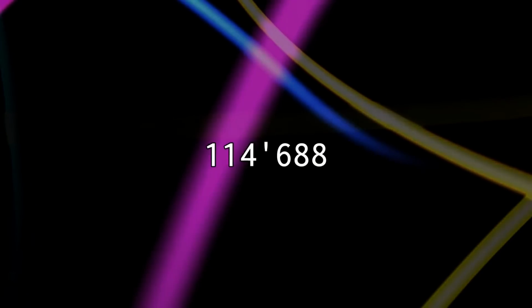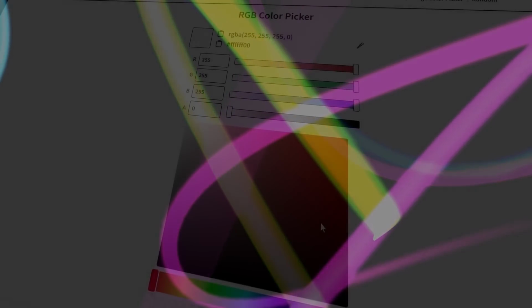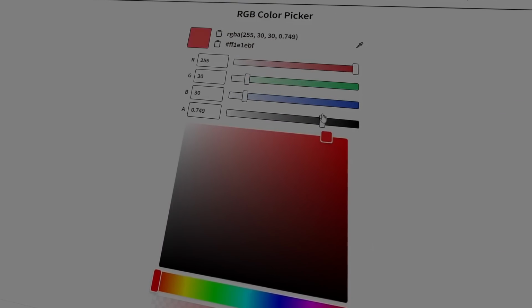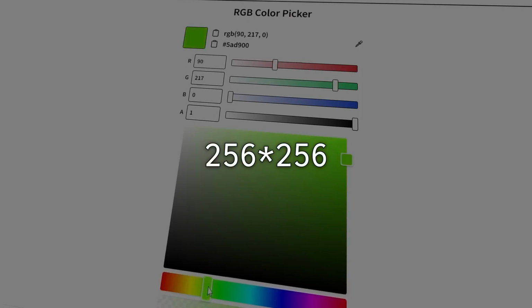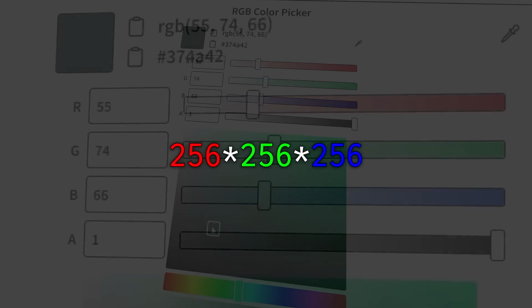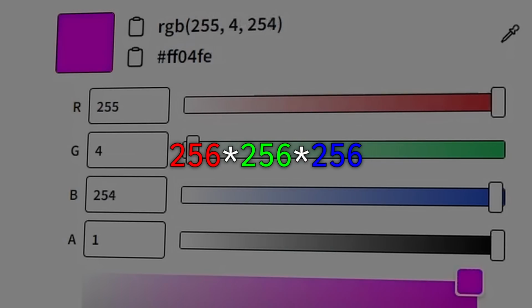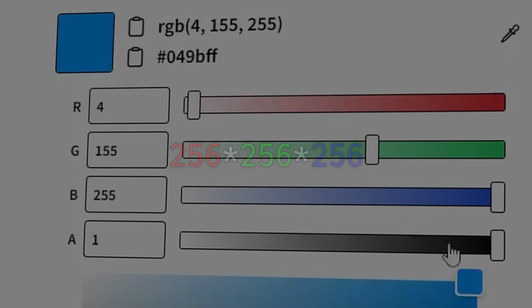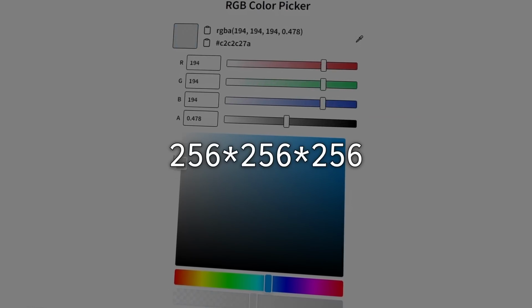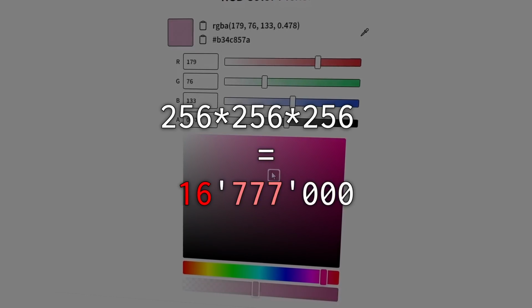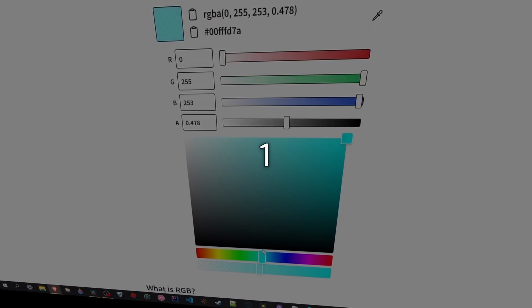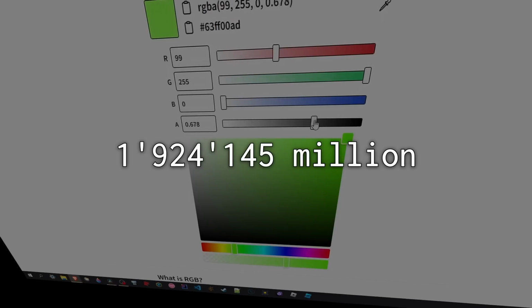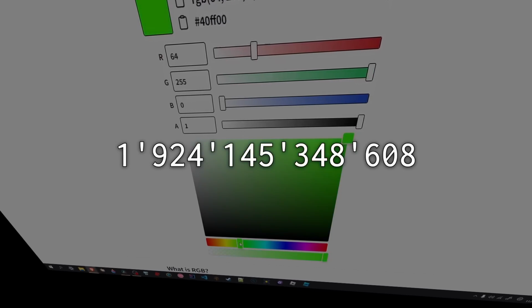Now, this is where you have your first real big number. So, we need to get the amount of colors for shirts now, and we do this by multiplying 256 by itself 3 times, or 256 times 256 times 256, because there's 256 color options for red, green, and blue. That is where RGB values come from, actually. So with this, we get 16,777,216, and multiply by 114,688, you get 1,924,145,348,608 options. Now we need one more thing, transparency.